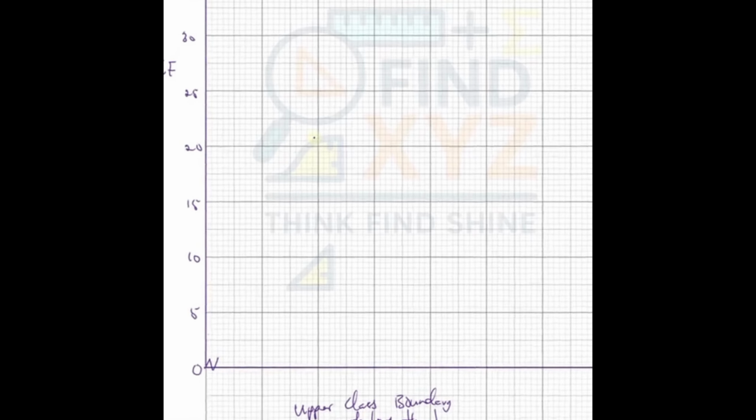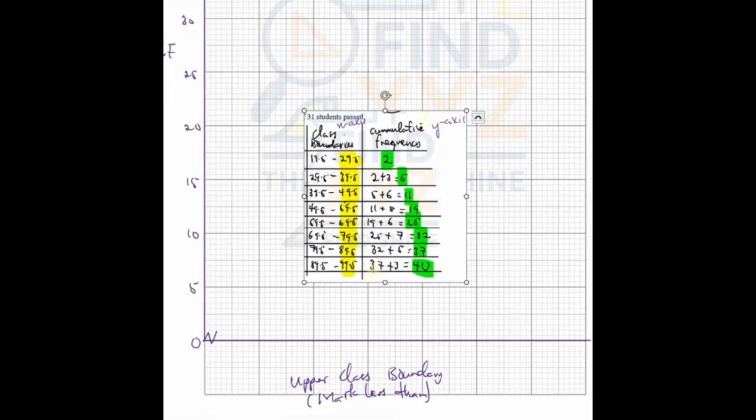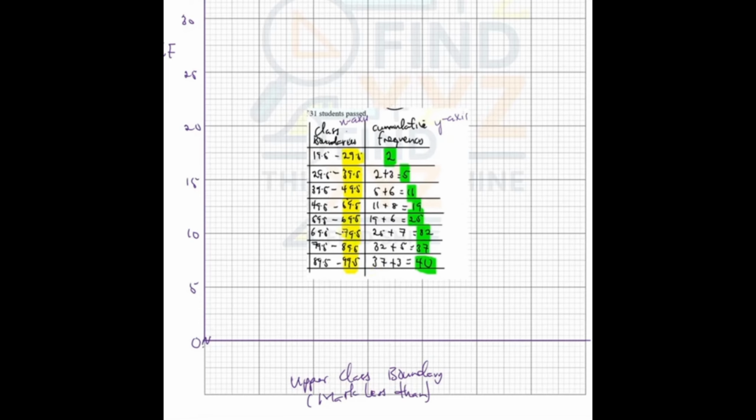So let me draw my horizontal line, then let me draw my vertical line. Now I want to break this line because I'm not starting at 0, so this is not a true 0. Then I'm going to plot my upper class boundaries on the x-axis. So I'm going to start with 29.5 on this line. So 29.5, then 39.5, then 49.5.